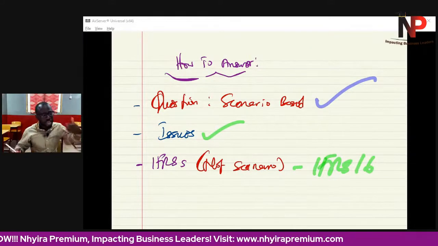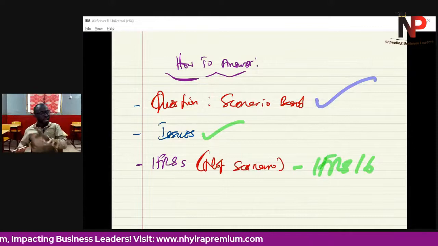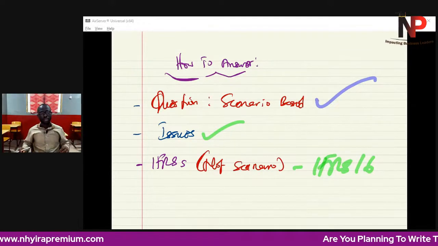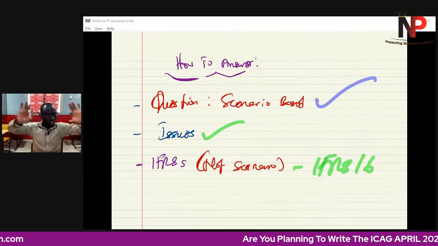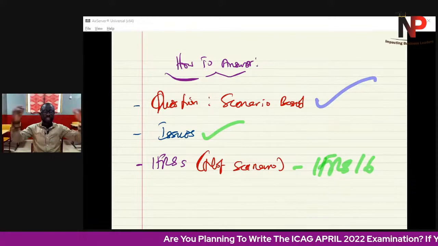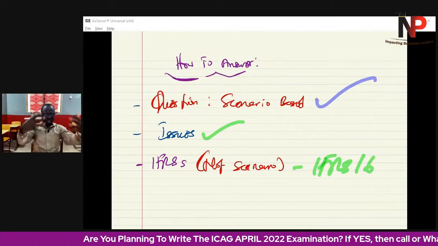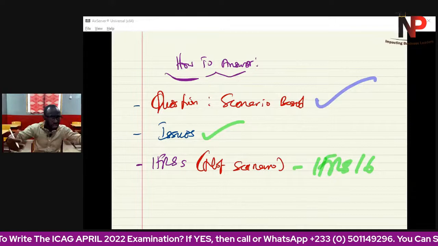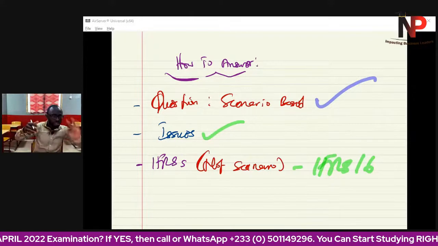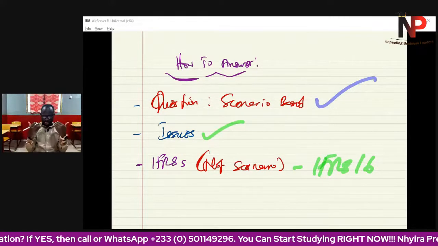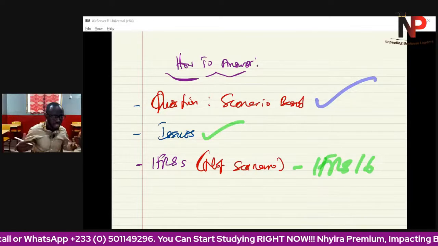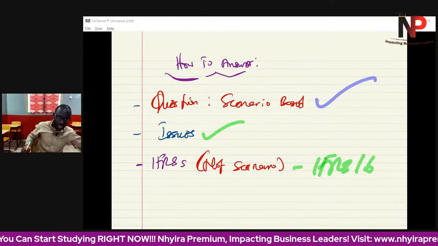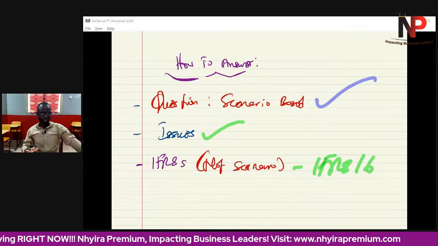Because the lease must be accounted for as per IFRS 16, not as per the directives of the CEO of the company. So number one, our question is going to be on a scenario base. Number two, as we read the question, we must understand the issues that are significant, that are critical in the question. And then number three, we must assess, is there any IFRS treatment that we are supposed to be aware of, that we are supposed to know about? We need to know that.